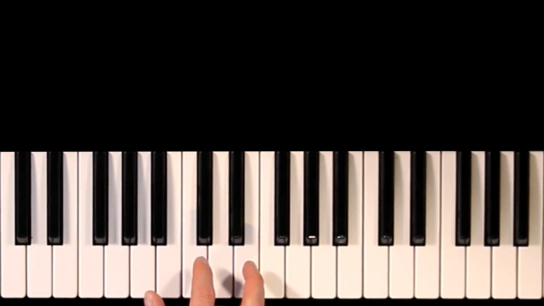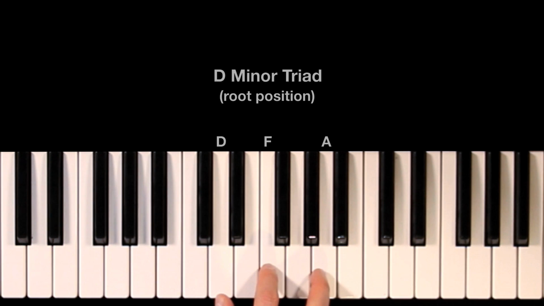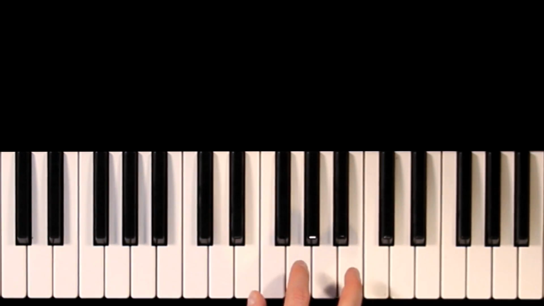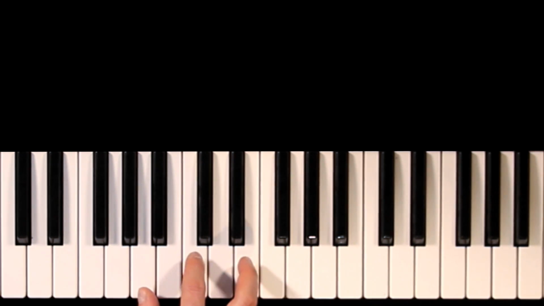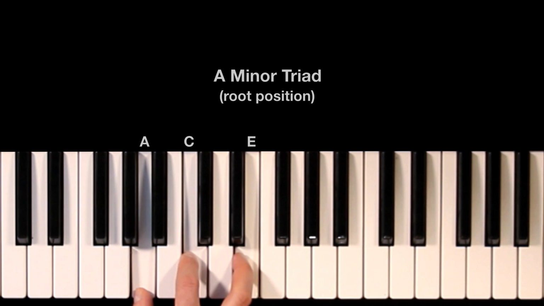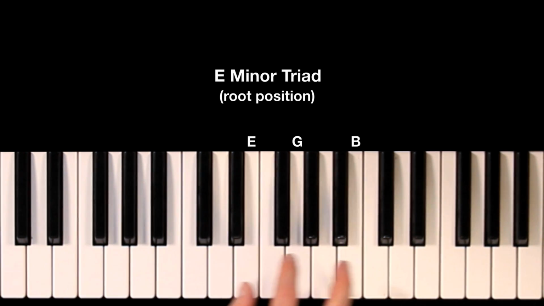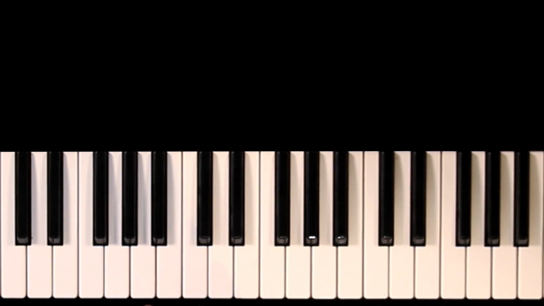And then most importantly, we use inversions to create smooth voice leading. So let me show you an example. We're going to use 3 chords, A minor, D minor, and E minor. As you can see, my hands have to jump considerably. Now, if I can figure out a way to use inversions to play these 3 triads, it'll be a lot smoother. So check this out.